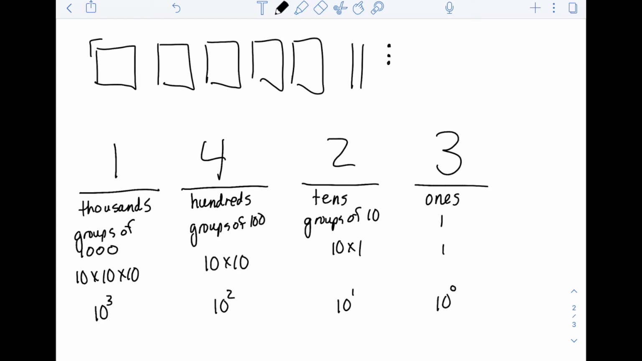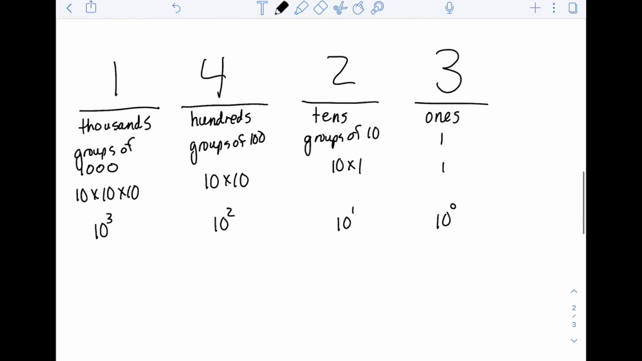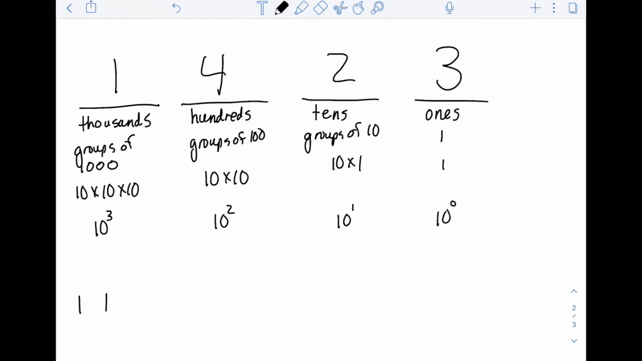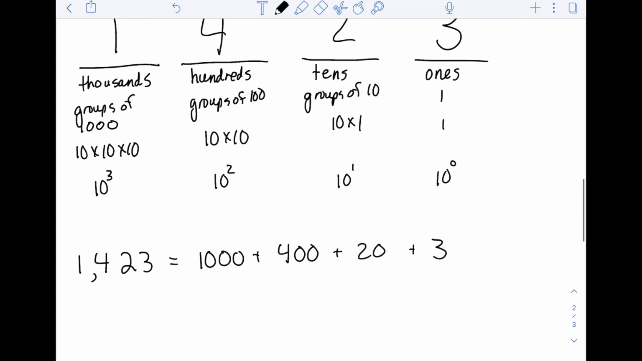All of these ways of thinking about our different place values help us with expanded form. When we take the number 1,423, we could break it apart. This is 1,000 plus 400 plus 20 plus 3. We can expand this even further.